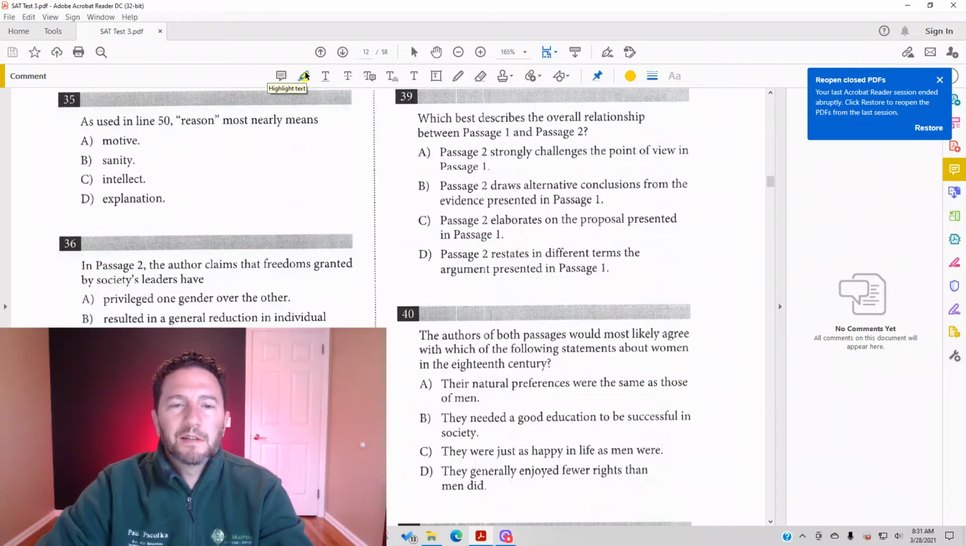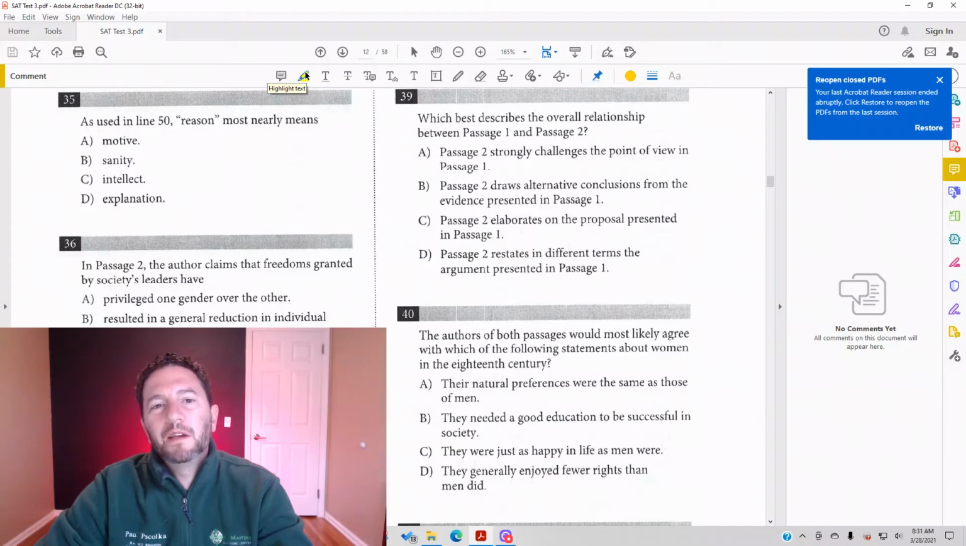Context, context, context. It's the difference between your reason for being, losing your reason when you get upset, reasoning through a problem, or giving a reason for something. My name is Paul Pasolka, Ivy Masters Learning Center and ivymasters.com.